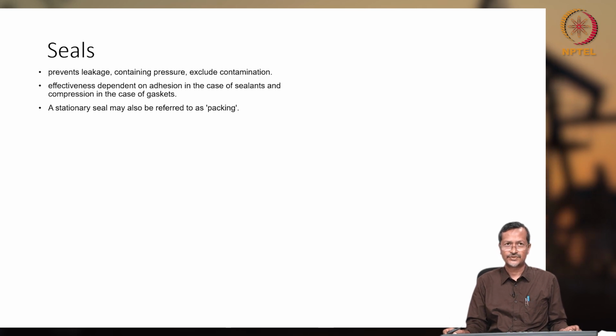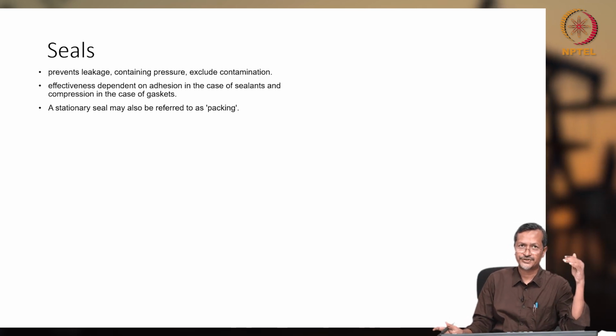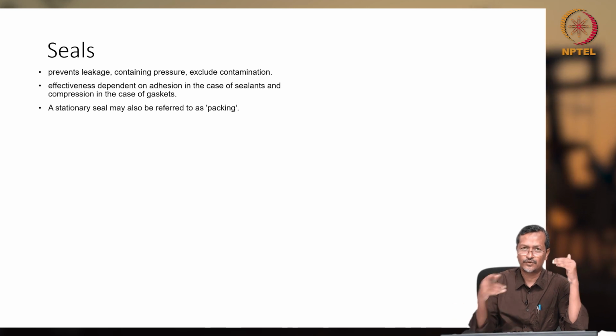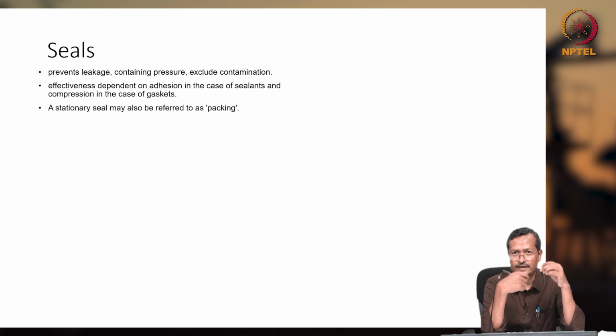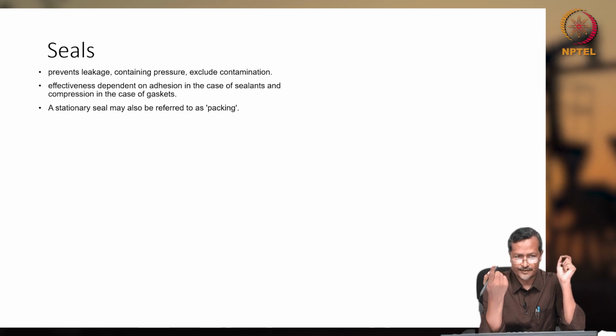Seals. Seals prevent leakage, contain pressure, and exclude contamination. So seals will be used for your motor. The motor has its own seal, and again you are giving an extra seal in your protector.